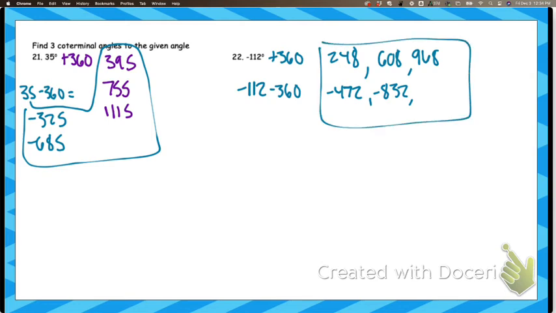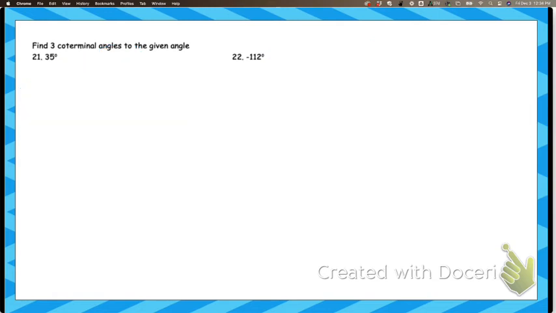Again, pick any three of those. Those are all coterminal. So coterminal angles, they end in the same place, add or subtract a full circle. All right, and then we looked at reference angles. So remember, reference angle was the distance between the ending side and the x-axis.